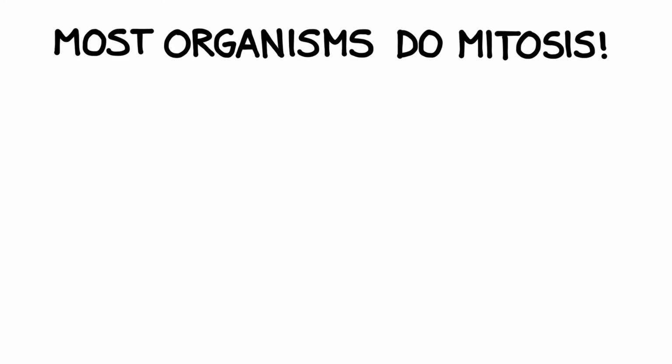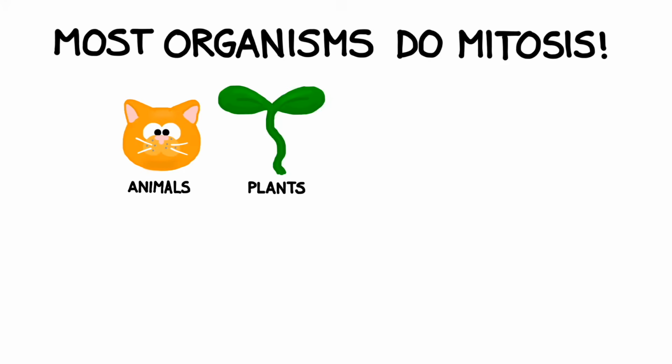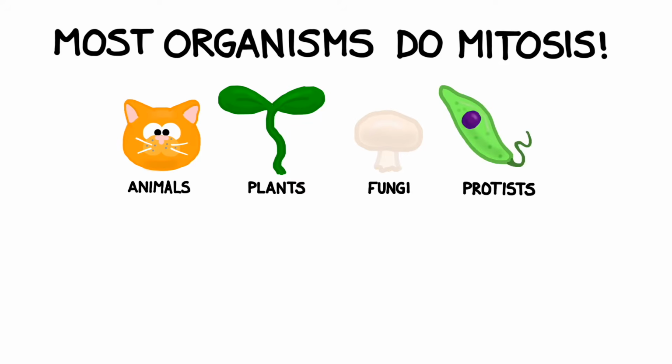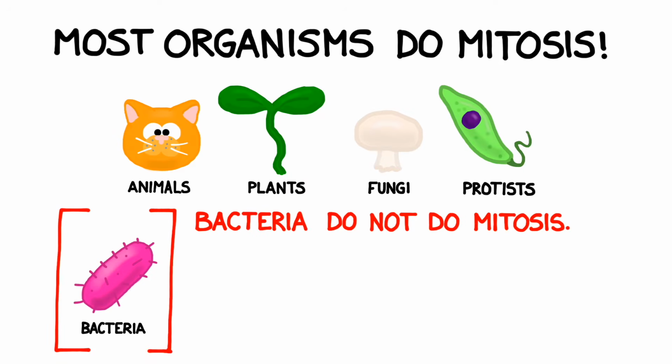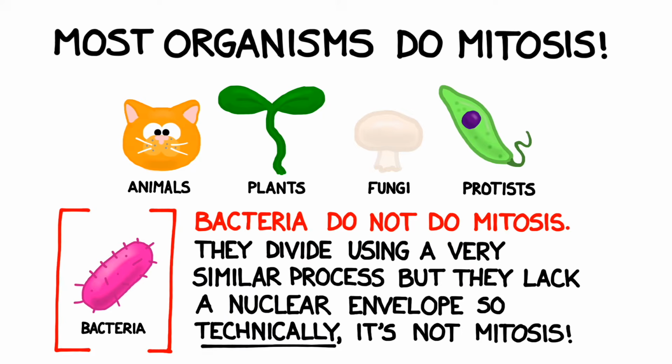Nearly all organisms do mitosis. This includes all eukaryotes, so animals, plants, fungi, and protists. Prokaryotes, also known as bacteria, do divide, and it looks a lot like mitosis. However, because they don't have a nuclear membrane, technically it isn't actually mitosis. So with that out of the way, let's move on to the actual process of mitosis itself.